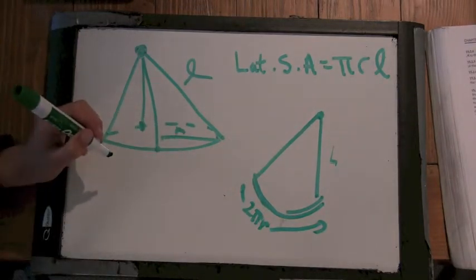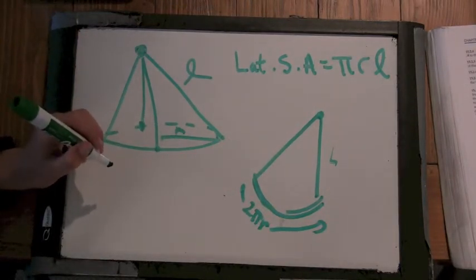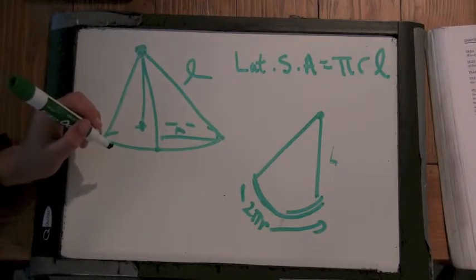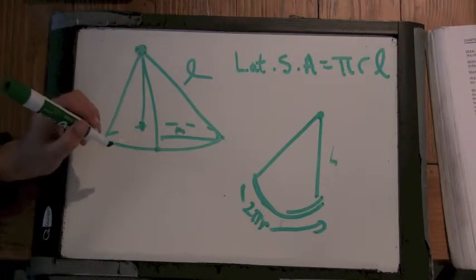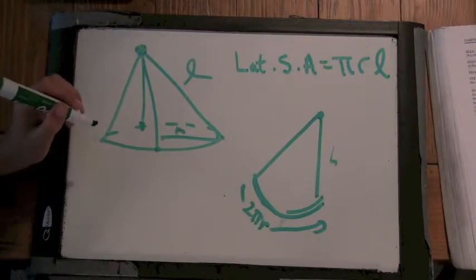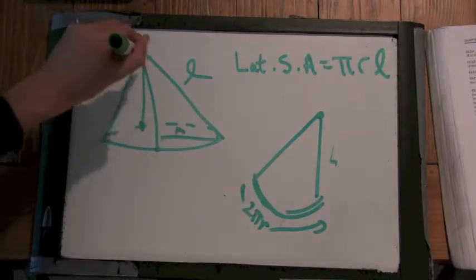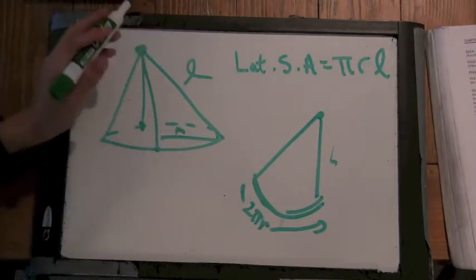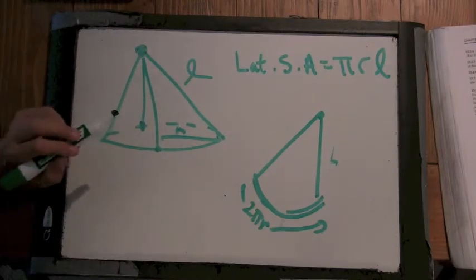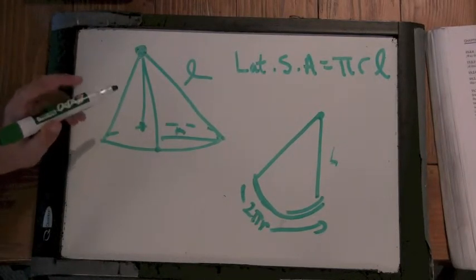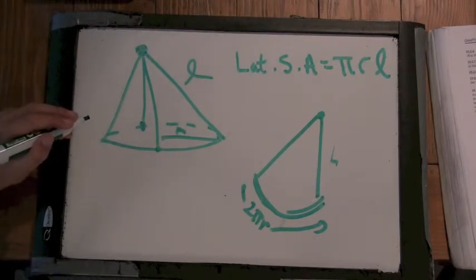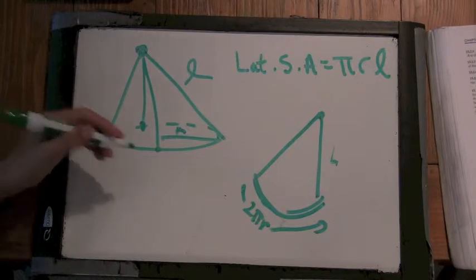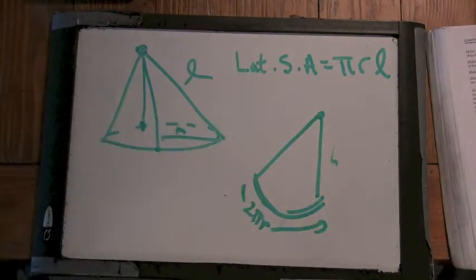So that's interesting. We don't know what R or L is, but we do know that the length of that piece of the circle is 2 pi r, because it comes from the circumference of our original circle. And L is the slant height of the cone. So first we need to find out what 2 pi r is in relation to the circumference of the entire circle with radius L.